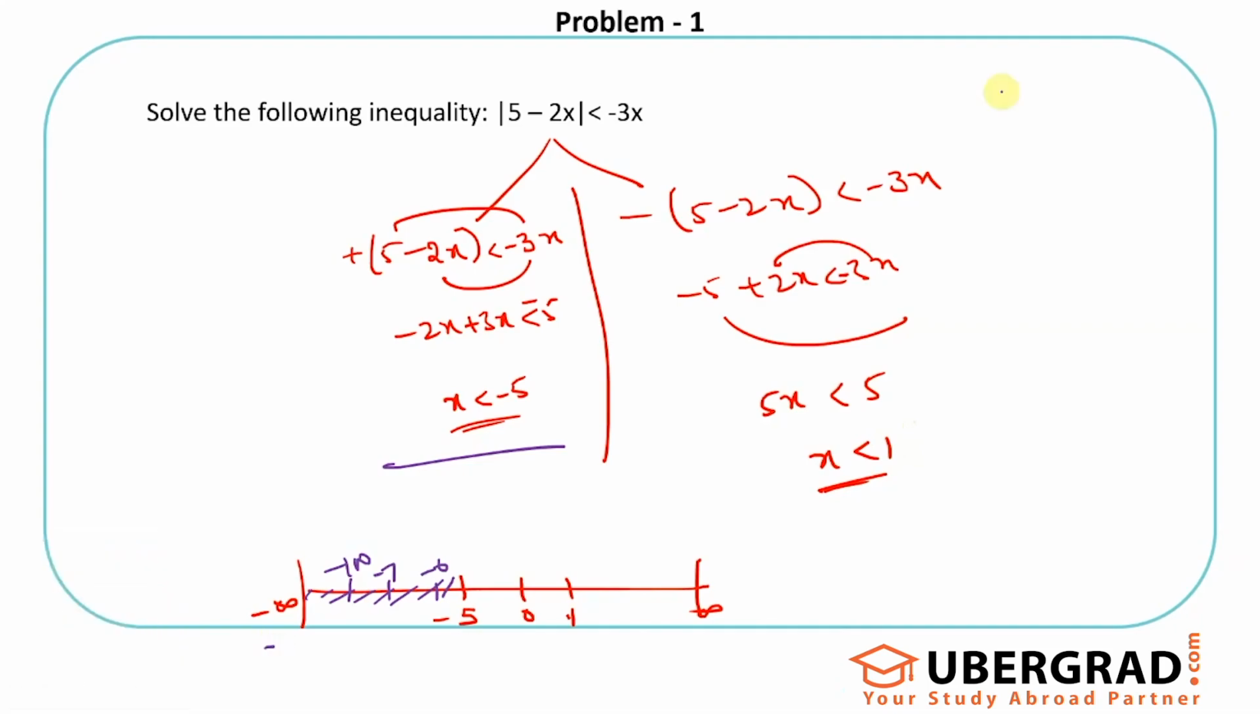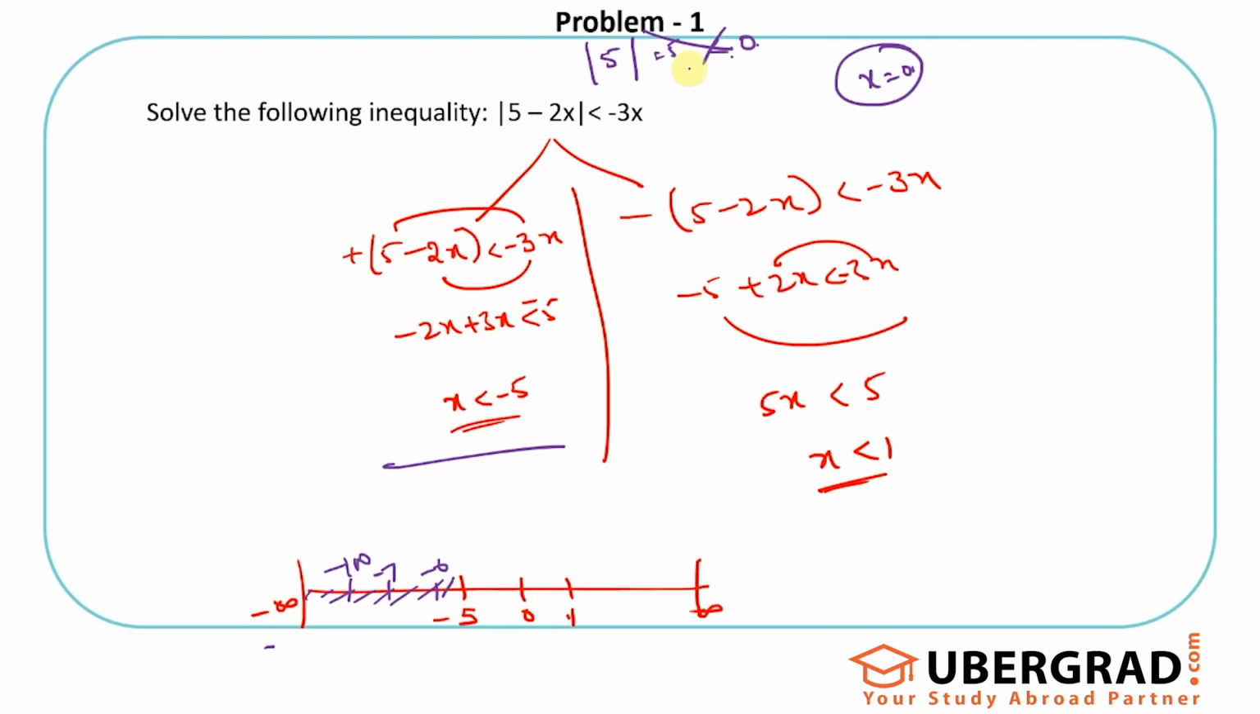Let me just substitute back and see if x is less than 1. Let's put x equals 0. What do we get if x is equal to 0? LHS is 5, RHS will be 0. Is this less than 0? No, right? Something we have done wrong. Let me see, I could have made a silly mistake here.